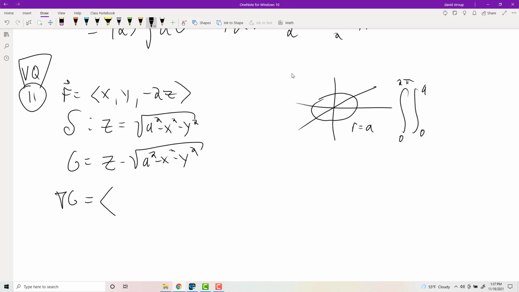Get the gradient for your normal vector and your flux integral, so you get x all over, just following kind of the same pattern as what we did in the last problem. You get those expressions. Let's see if I screw up the third component. It's just 1. Okay, now we set up our dot product, so force field with the gradient.